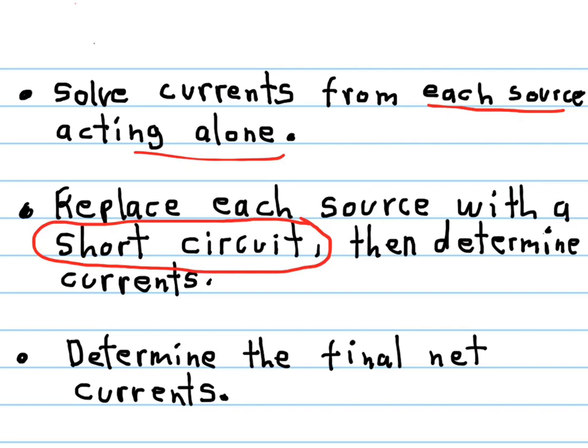And then once you have all the resistor currents through each source individually, we just determine the final net currents. And once we have that, we can easily find the voltages. So it's quite easy that way. All right, let's go on.